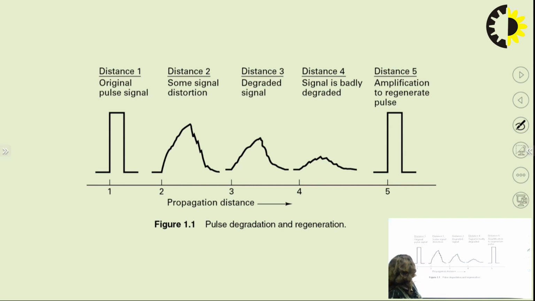So here is a diagram showing the original pulse signal, distorted signal, then degraded signal, then the signal badly degraded, and amplification to regenerate the pulse. So this diagram basically shows how the data is transmitted from one point to another point. It is degraded in the channel, and then it is amplified and regenerated so that we can get our actual data.